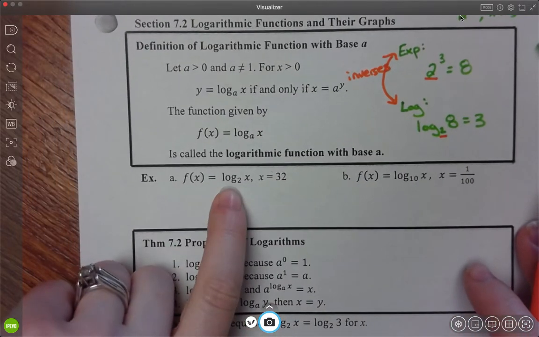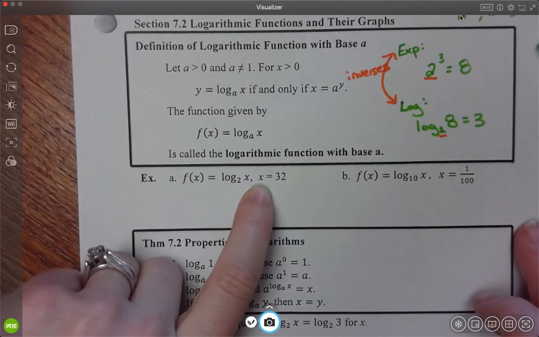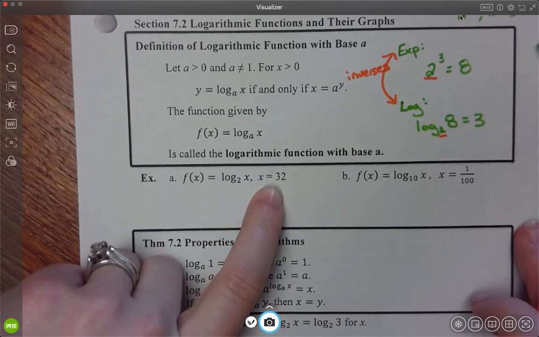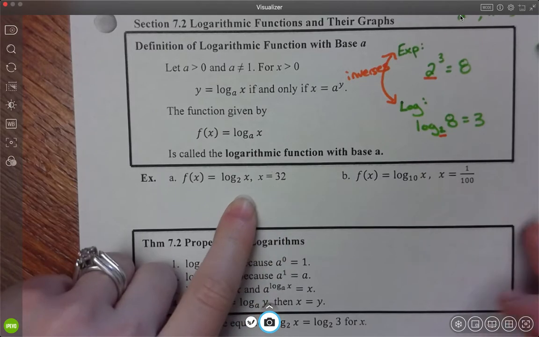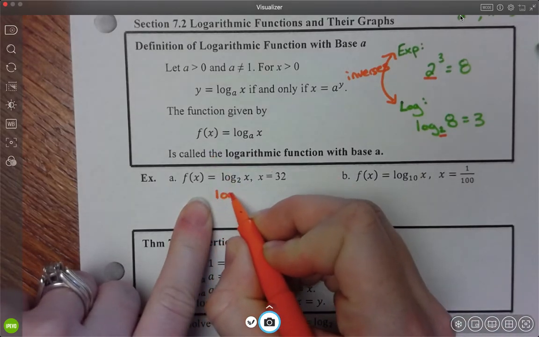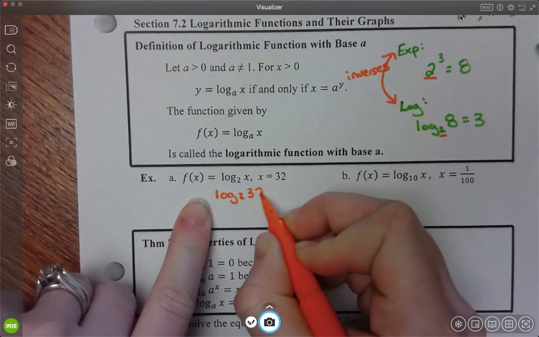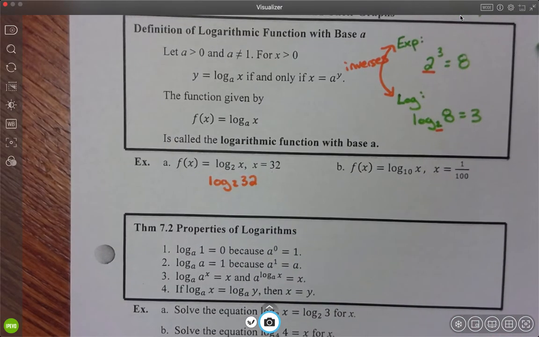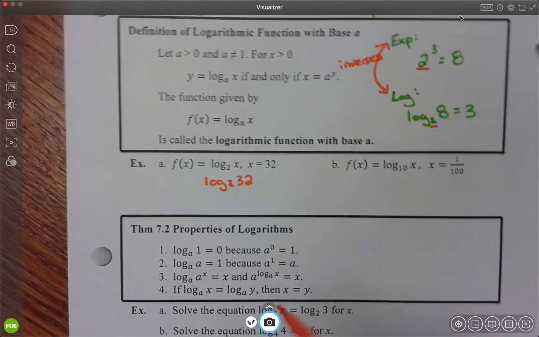So they have here in part A, they say log base 2 of x. They're wanting you to evaluate that, and they're saying x is 32. I don't know why they write it like this, why they don't just say log base 2 of 32. But anyway, so you have log base 2 of 32, and then we're trying to solve that.